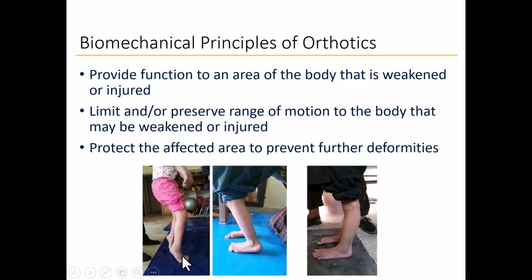Or, for example, for a patient with an equinovarus, how can we preserve the range of motion so this patient doesn't develop an ankle plantar flexion contracture? And how do we protect the areas for further deformities? So, for example, this patient has a genu recurvatum, and so how do we prevent further deformities that may arise secondary to spasticity or tone?